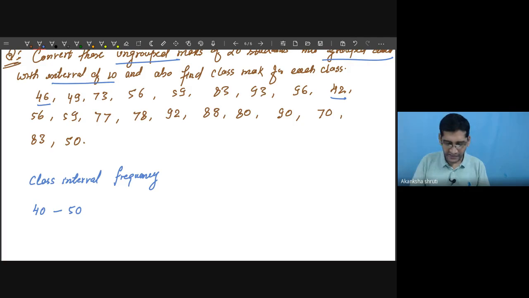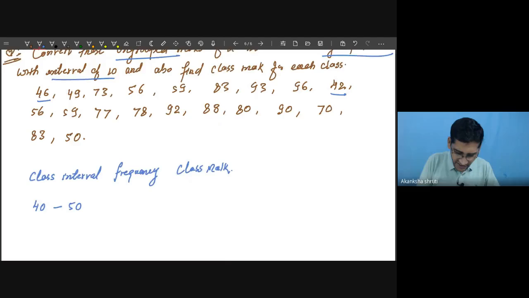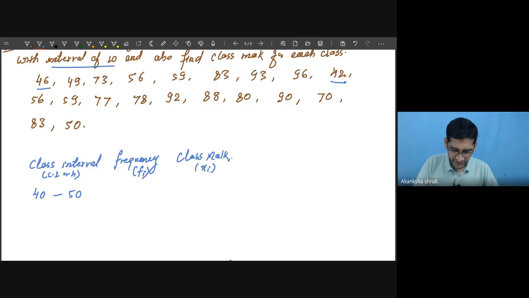Or frequency we may calculate later, or we shall write first. Then for each class interval, we need to calculate their class mark. Okay, student, class interval is mostly written as CI or H. Frequency is denoted by Fi for a particular interval, and class mark is denoted by Xi. So the first class we have chosen is 40 to 50.